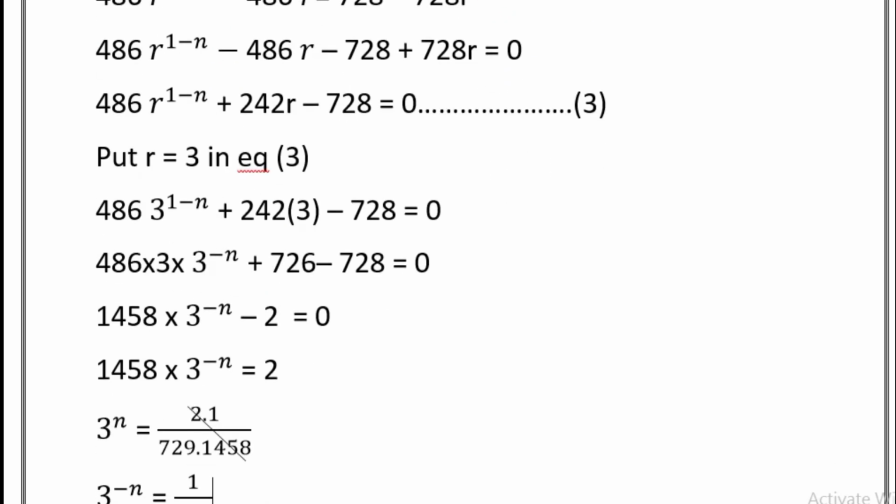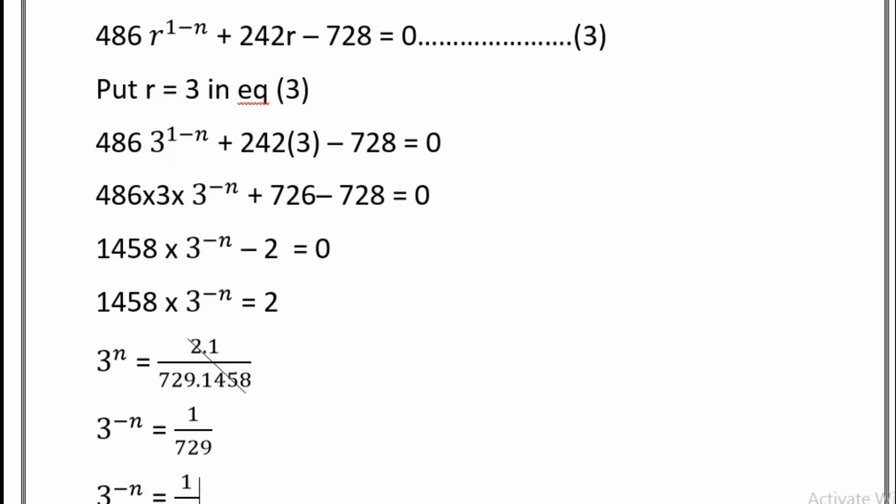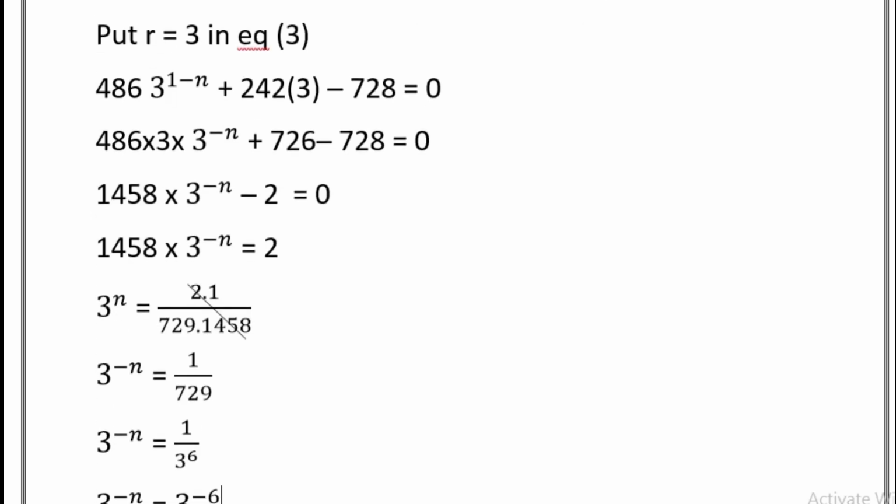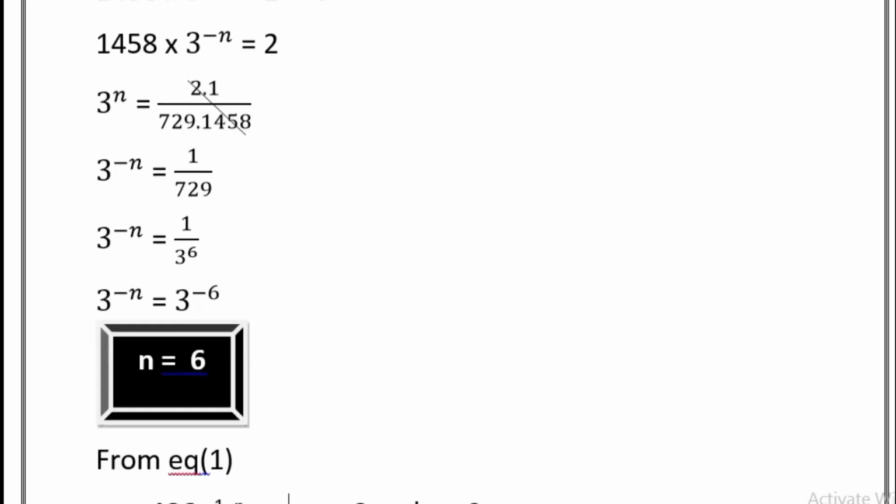Next dividing by 1458 on both sides, 3 power minus n is equal to 2 divided by 1458, so 3 power minus n is equal to 1 divided by 729. So 729 is 3 power 6. Taking 3 power 6 from the denominator to the numerator, the power will be negative, minus 6, so minus n is equal to minus 6, minus minus cancel, n is equal to 6.